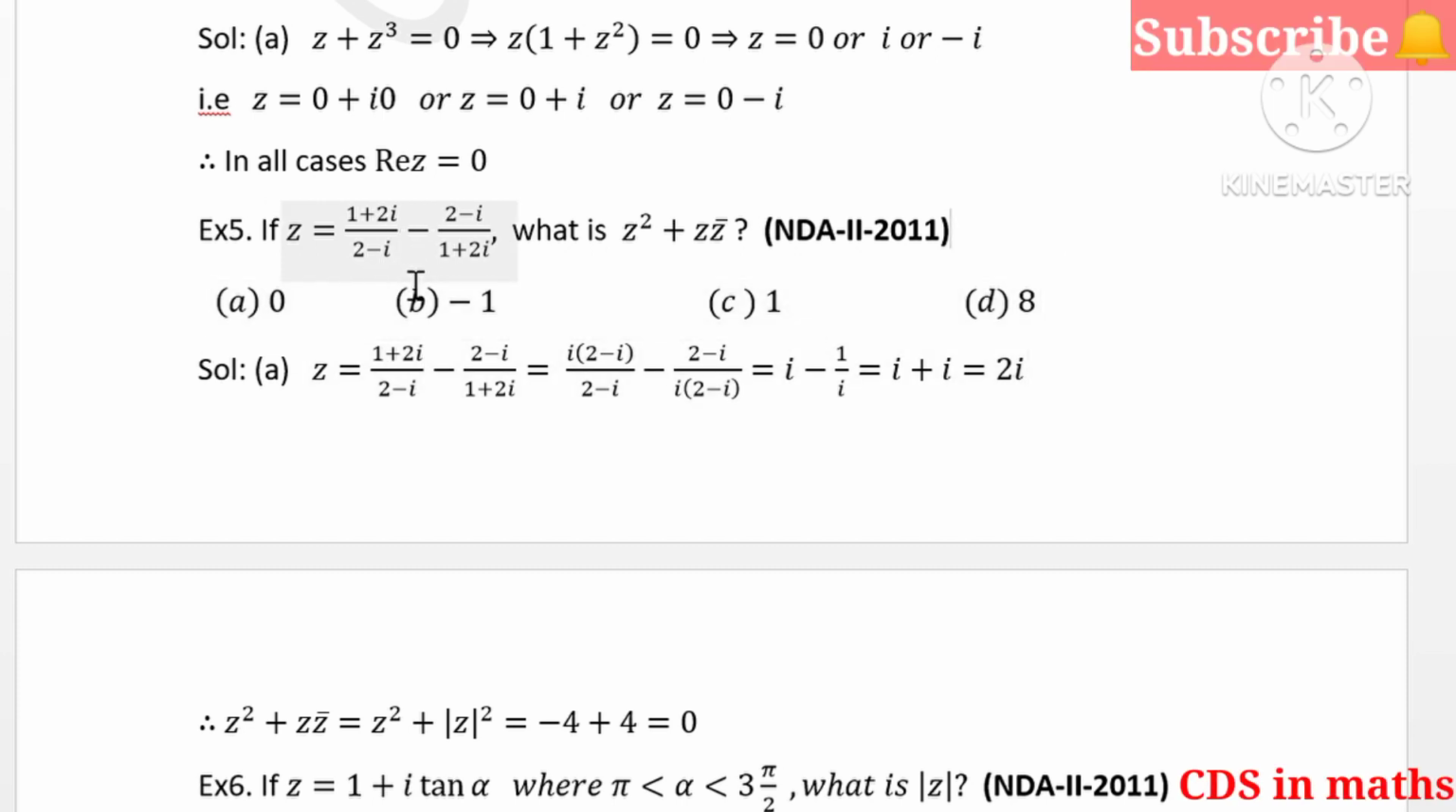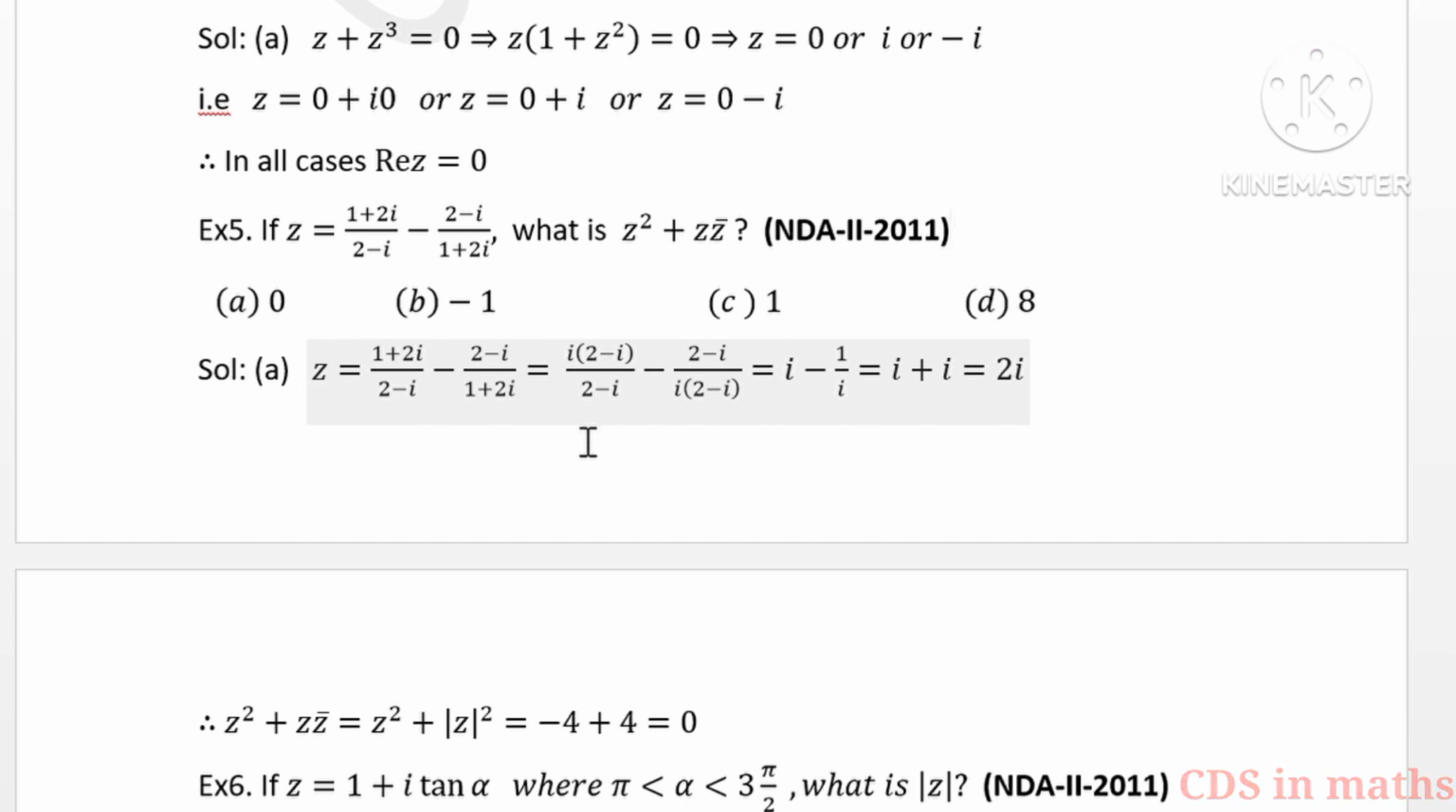Now next another question, it came in NDA 2 2011. If Z is equal to (1 plus 2i) by (2 minus i) minus (2 minus i) by (1 plus 2i), then what is Z square plus Z bar? So this is a very beautiful question. So this is the Z, let us simplify it, convert it to the a plus ib form.